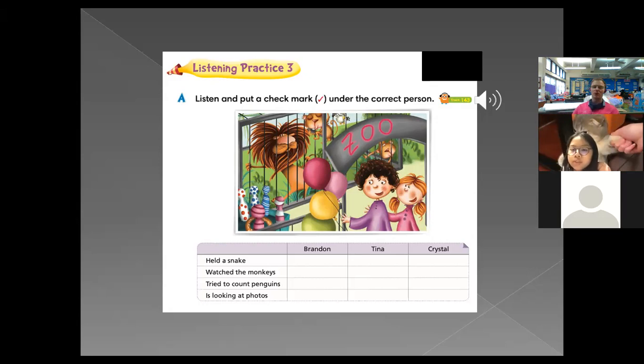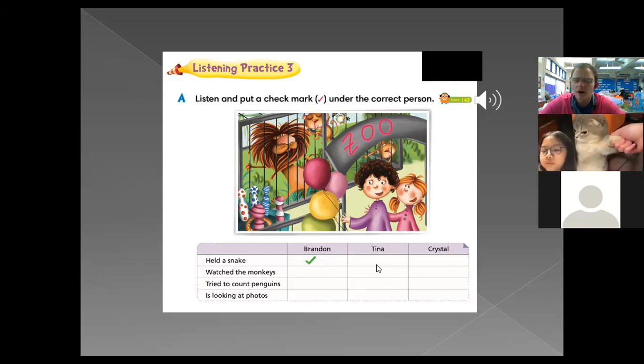Okay, so this one is quite interesting. So let's look at the first one. Who was the person that held a snake? Is it Brandon, Tina, or Crystal? I think it's Brandon. You think it's Brandon? Okay, let's have a look. Yes, sir. It is definitely Brandon that was holding the snake.